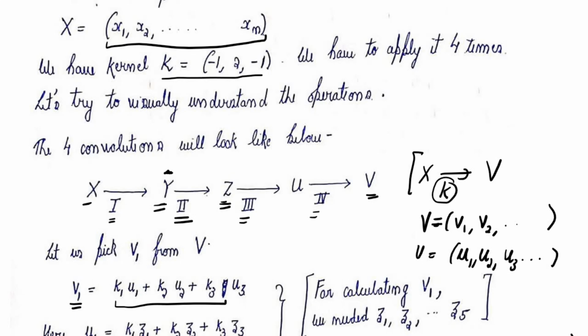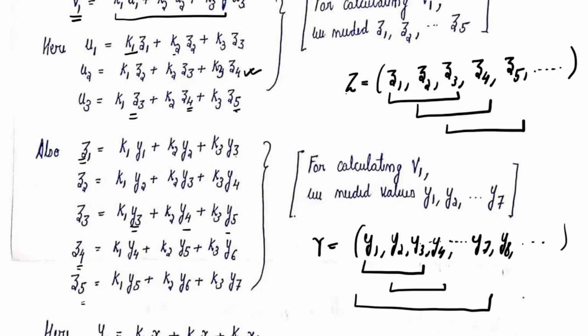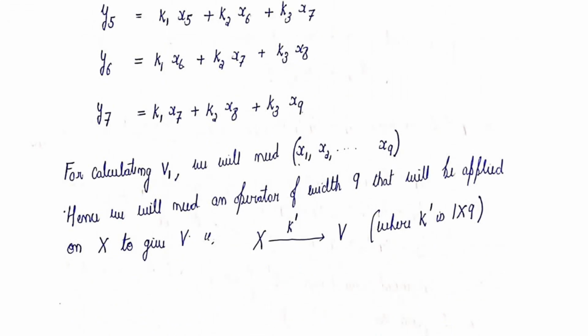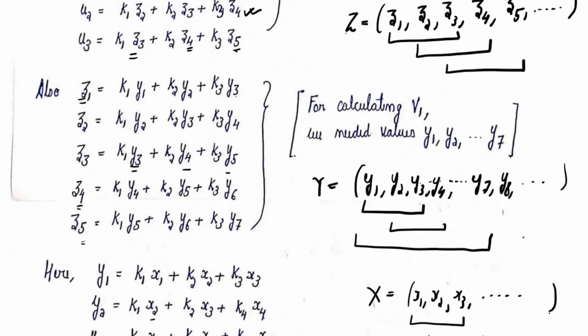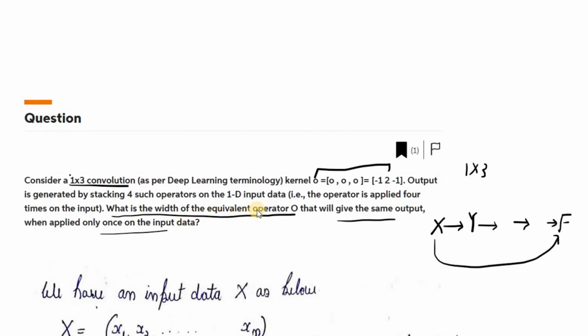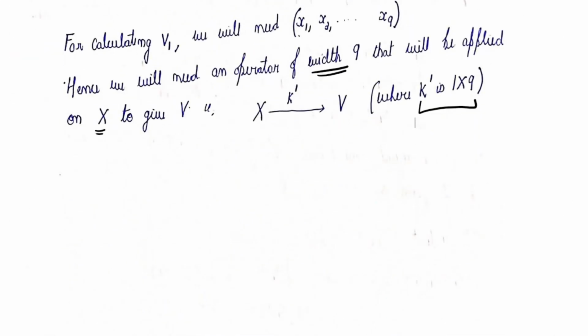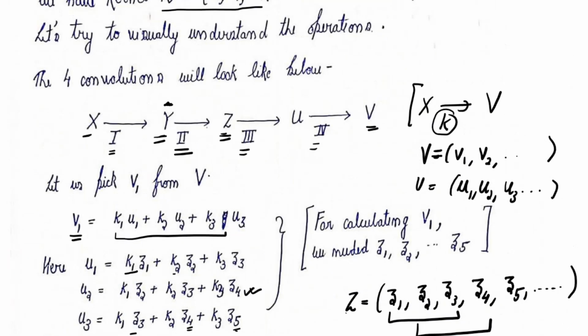So if I have to jump straight away from x to v, we definitely will be needing 9 units, x1 till x9. Hence we will need an operator of width 9 that will be applied to x to give a v, where the k vector should be of 1 cross 9. So as per the requirement of the question, what is the width of the equivalent operator O that will give the same output when applied only once on the input data? If I have an operator of size 1 cross n, we can jump straight from x to v without even considering the intermediate layers y, z, and u.